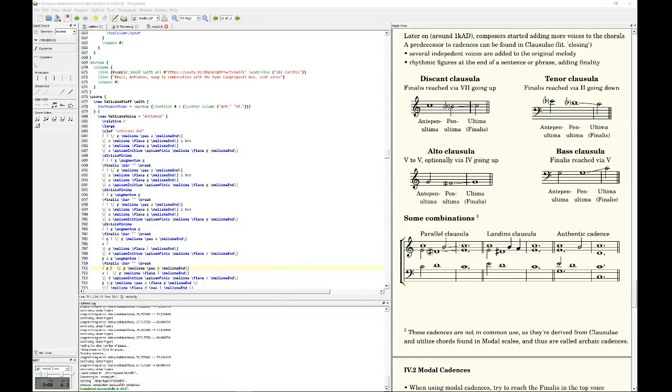Then again, if you use these kinds of clausulas, you can actually just build a standard cadence that would work according to today's standards. So if you took a discant clausula in the soprano, a tenor clausula in the tenor, and a bass clausula in the bass, and skip the alto clausula, then you'd have a very typical 1-5-1 cadence, which sounds like this.